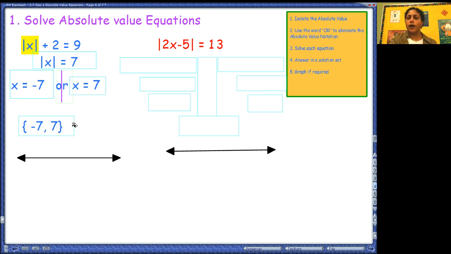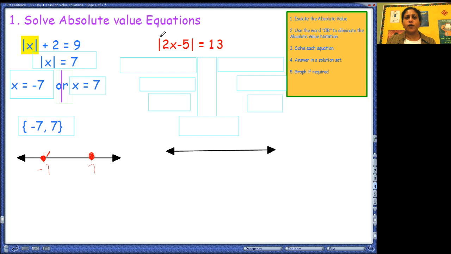And if you are asked to graph, then you're going to simply put two numbers on this number line. You're going to put -7 and +7, and you're going to color in only those two numbers because there are only two solutions to this equation. Let's try the next one.